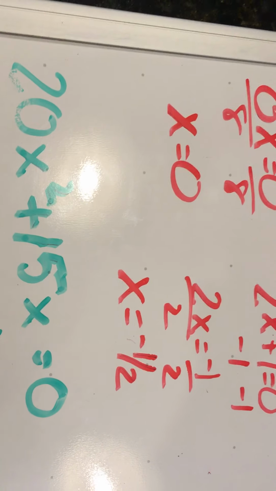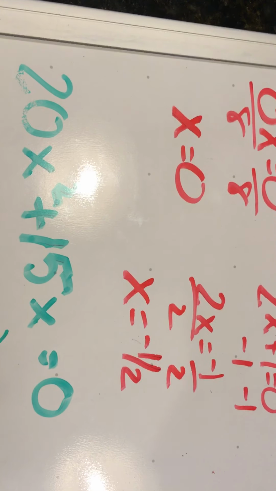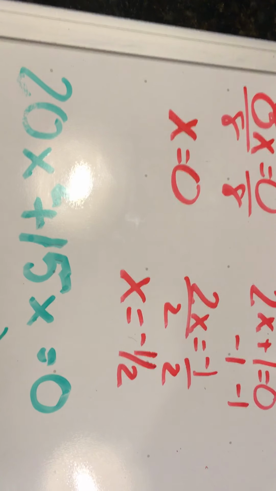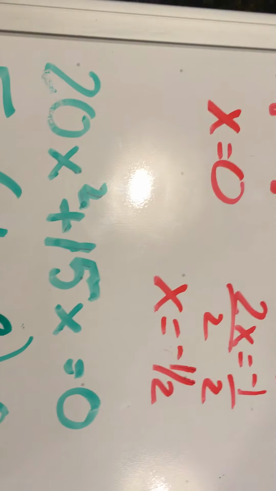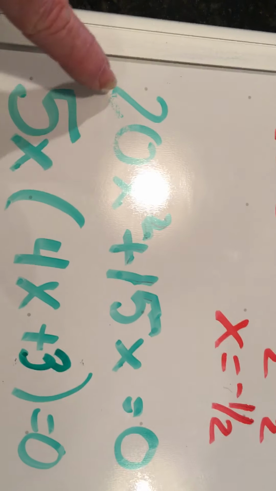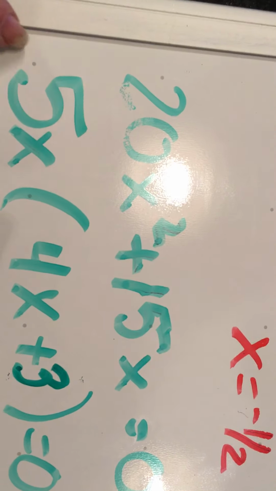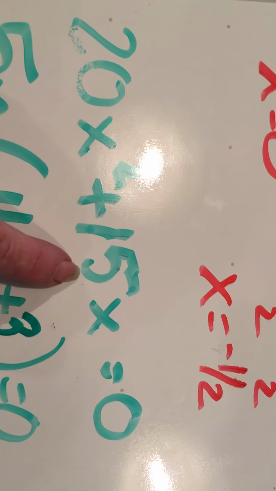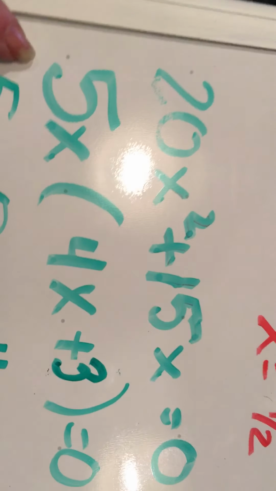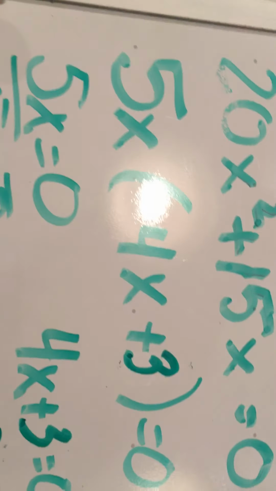Now you try. 20x squared plus 15x equals 0. If you want to hit pause for a second and then try the problem, that'd be great. Okay, greatest common factor between 20x squared and 15x is 5x. 5x times 4x gives me my 20x squared. 5x times 3 gives me my 15x. So I know that I have factored out the greatest common factor. Then I'm going to solve.